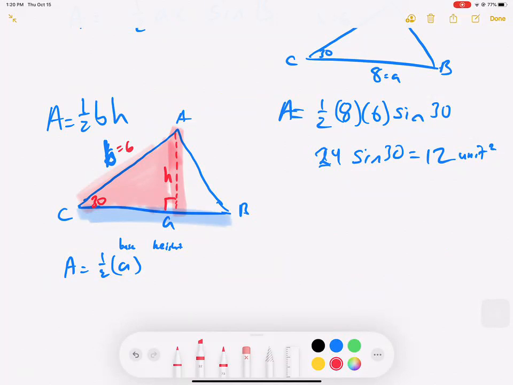I'm looking for h, which is opposite. I know b, which is the hypotenuse. h is opposite, and b is the hypotenuse to the angle 30. So this is sine. We'll write this on the side. Sine of 30 is equal to h over 6.